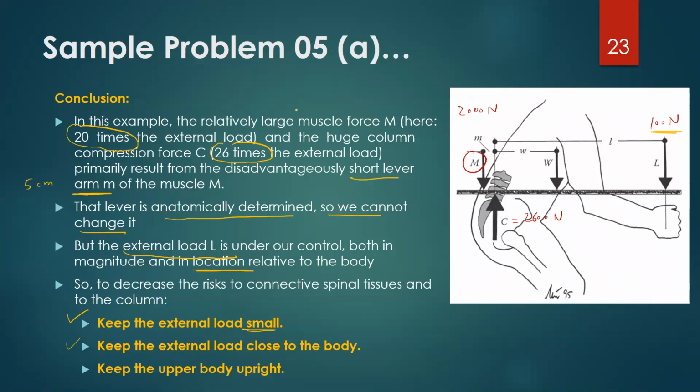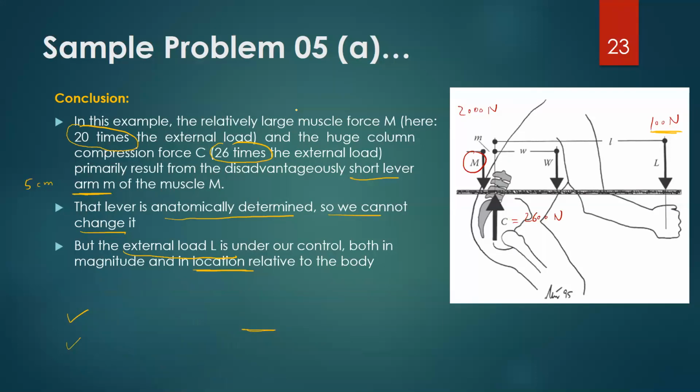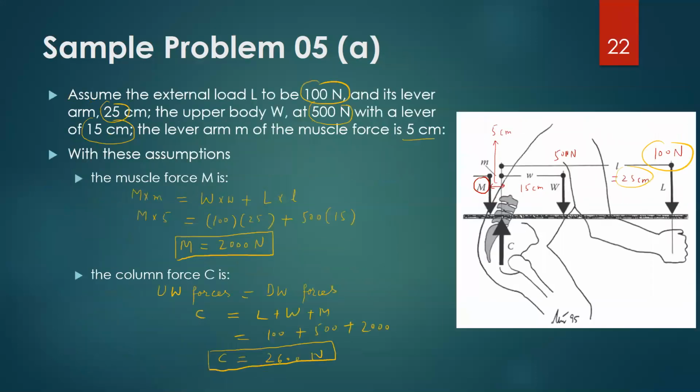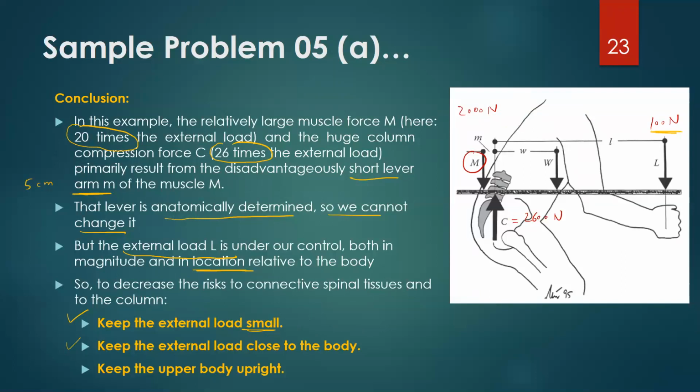Second, keep the external load close to the body. Why a lever arm of, that was I think 25 centimeters, sorry. Why 25 centimeters? Why can't it be reduced? And thirdly, keep the upper body upright. So this is also a very important point. So at the moment, we will focus on this third point.